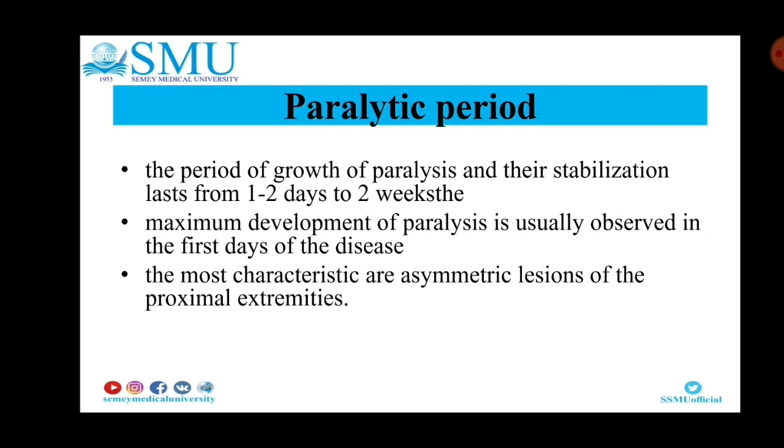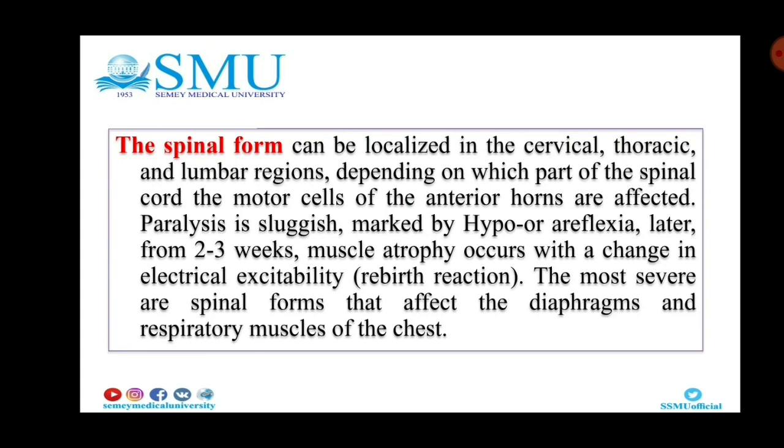Paralytic period. The period of growth of paralysis and its stabilization lasts from 1-2 days to 2 weeks. The maximum development of paralysis is usually observed on the first day of the disease. The most characteristic is asymmetric lesions of the proximal extremities. The spinal form can be localized in the cervical, thoracic, and lumbar regions, depending on which part of the spinal cord the motor cells of the anterior horns are affected. Paralysis is sluggish, marked by hyporeflexia or areflexia.